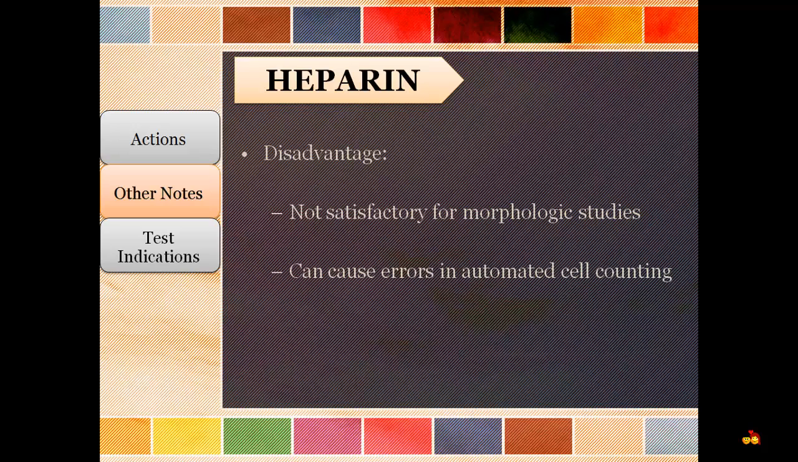Another also, it can cause errors in automated cell counting. So, yun nga, gaya ng sabi natin, our heparin rather, is not best for morphologic studies. It can cause distortions of our cells. So, kaya when we use it for automated cell counting, there might be errors already. Kasi nga, hindi na maganda yung cells with the use of heparin. Kung ipaparead mo pa yan, pangit yung reading ng ating machine.